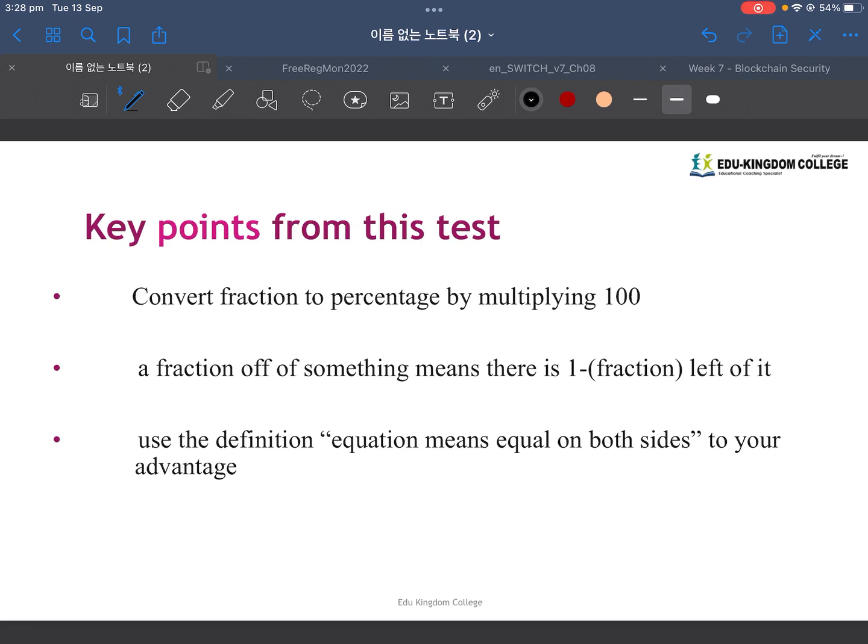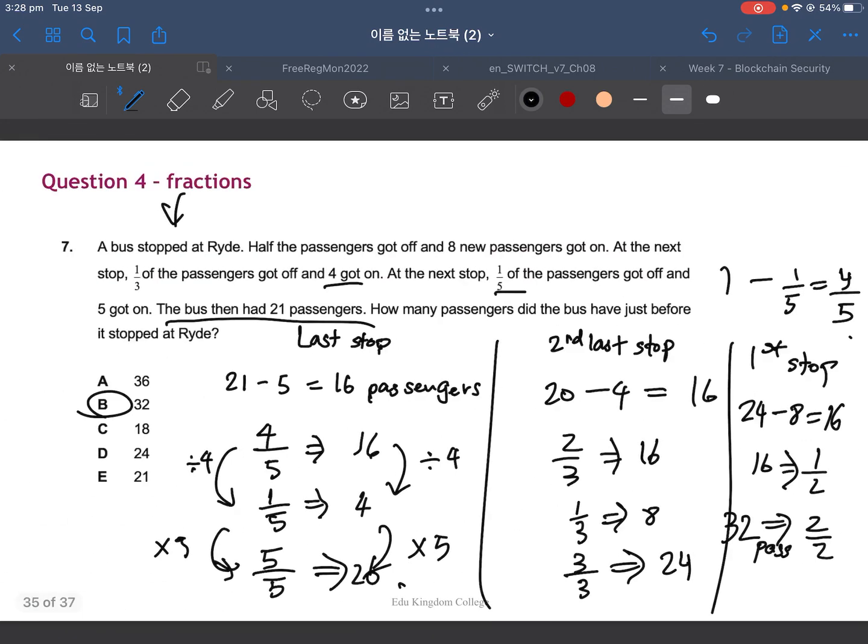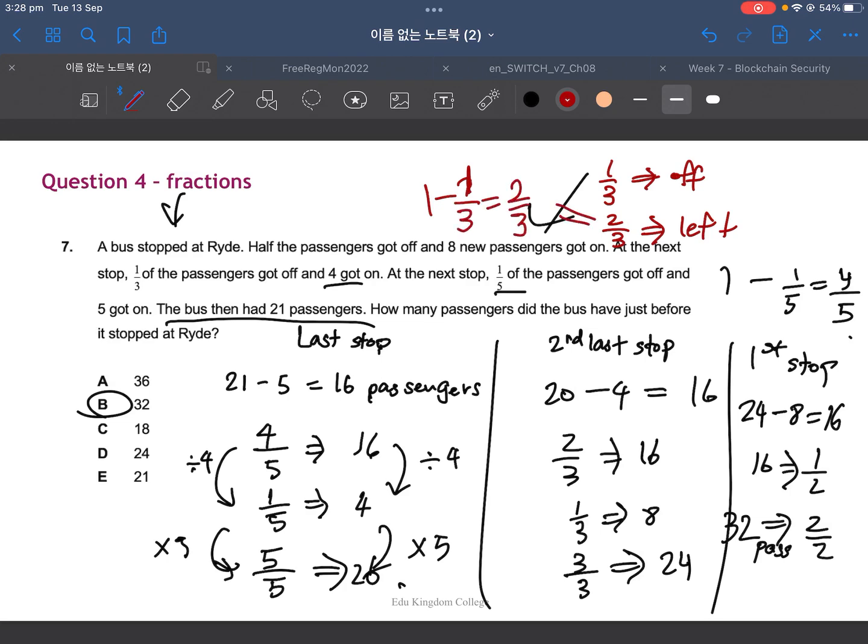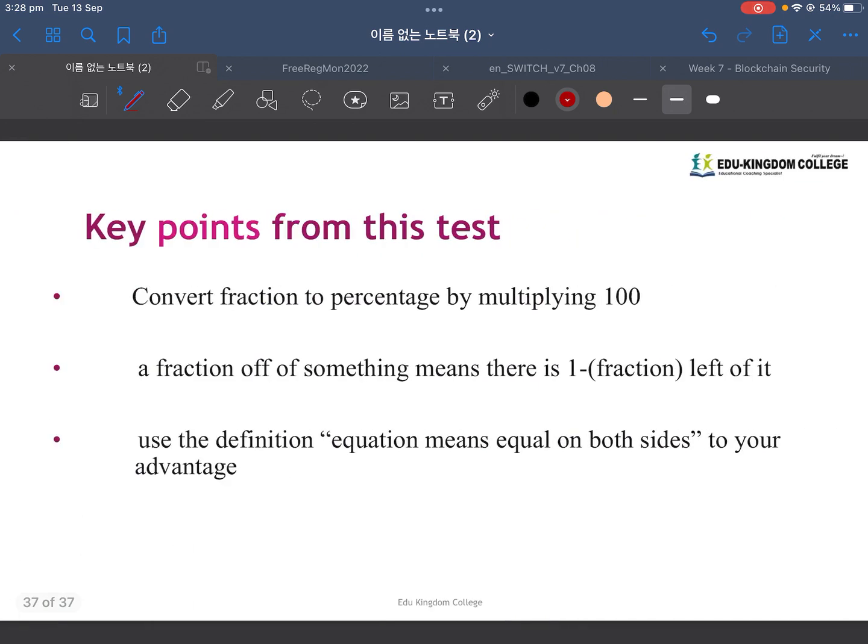Now, next, a fraction off of something means that there is 1 minus the fraction left of it. Now, this is confusing, but from this question, you would totally understand what I mean. If 1/3 of the passengers got off, then I have 2/3 left. I get this 2/3 how? 1 minus 1/3 is 2/3. And that's where I get this 2/3 from. Okay? So let me repeat that. A fraction off of something means that there is 1 minus the fraction left of it. And usually, in these kinds of questions, it helps you more than the fraction off of something.